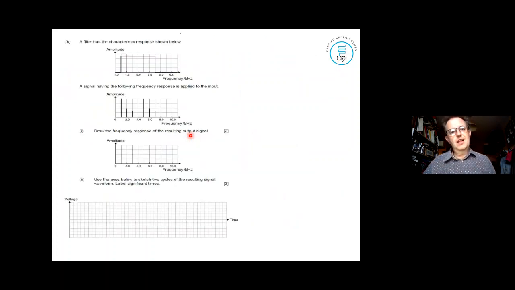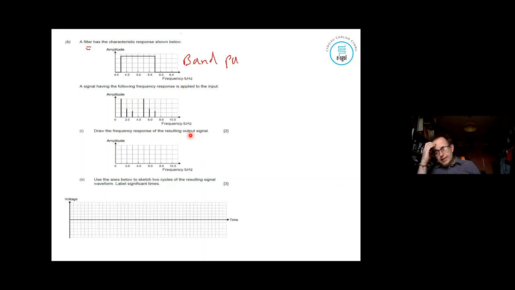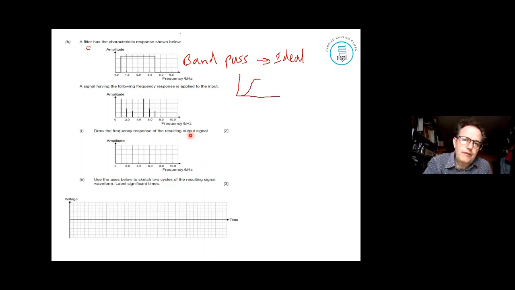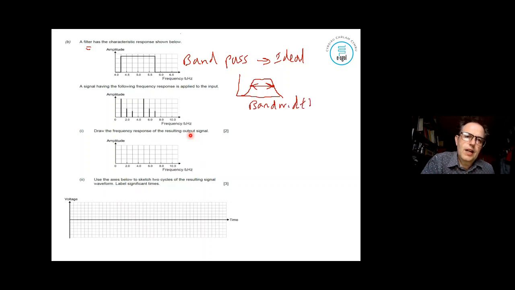Right, with filters, they like these type of questions where they will give you a characteristic of a filter. Now this one shows a band pass filter, okay, and it is an ideal one, right? An ideal filter. In reality, you wouldn't be able to get a filter which looks like that. Okay, you would get a filter basically which would be sloping at the sides. You would get the 70% points, and that's where your bandwidth is again. Okay, so realize the difference between an ideal filter and a normal filter.